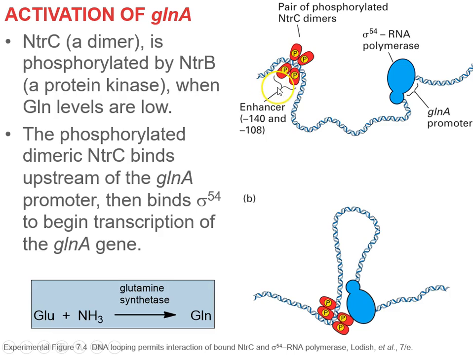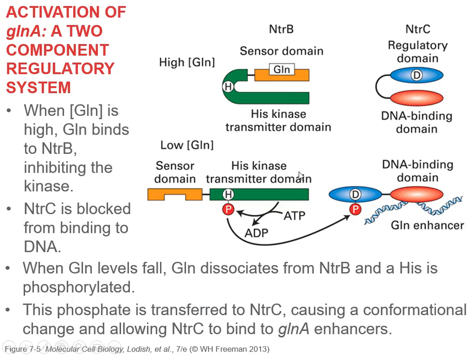Once this thing is phosphorylated and it's able to bind to DNA, then what happens is it forms this kind of loop right here, where here's the RNA polymerase that has a sigma 54 associated with it. So the NtrC is able to associate with this RNA polymerase with its sigma 54 and encourage it to transcribe the glnA gene. So this is how it works.